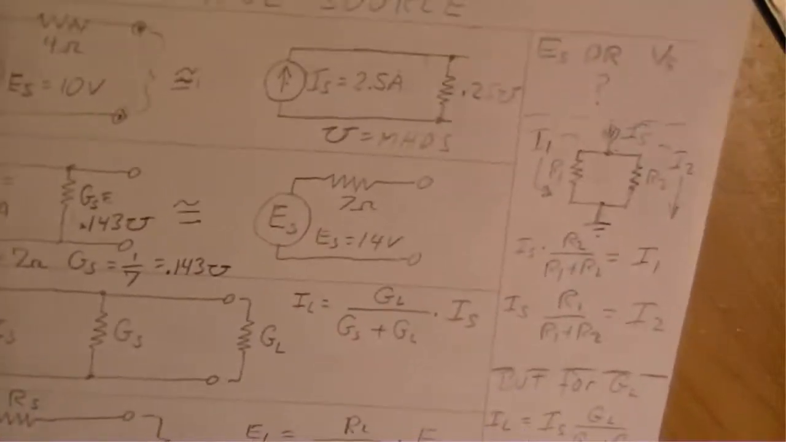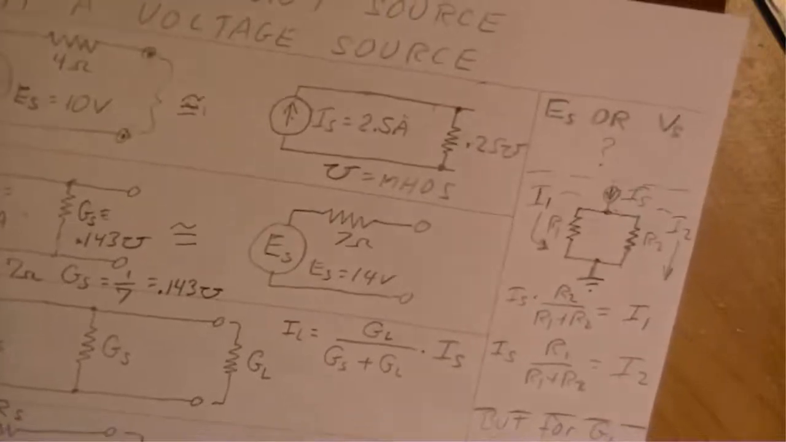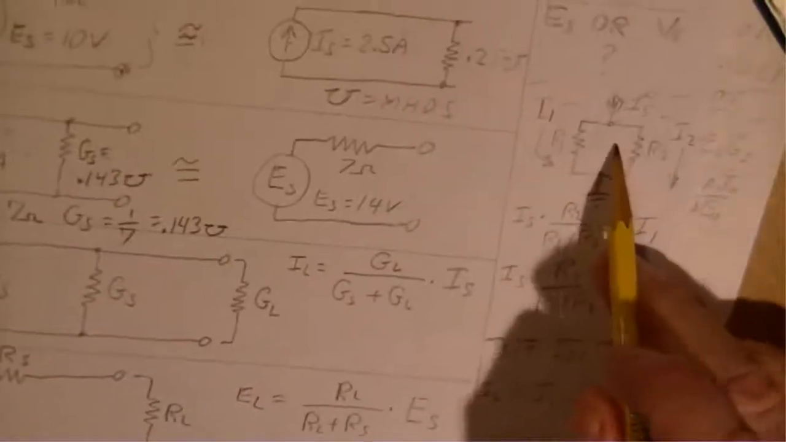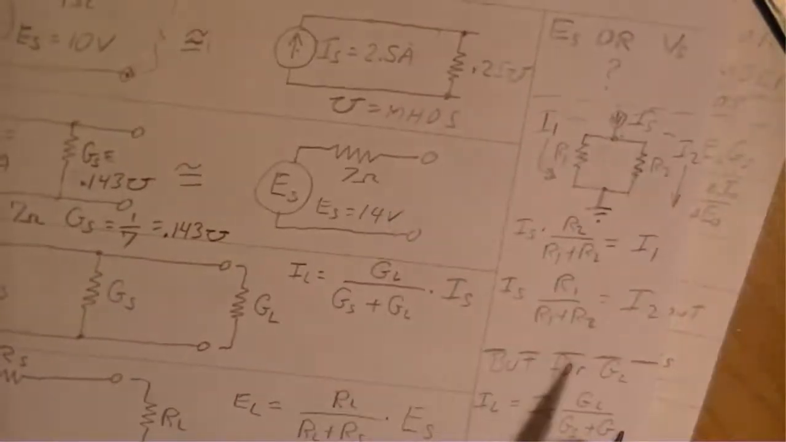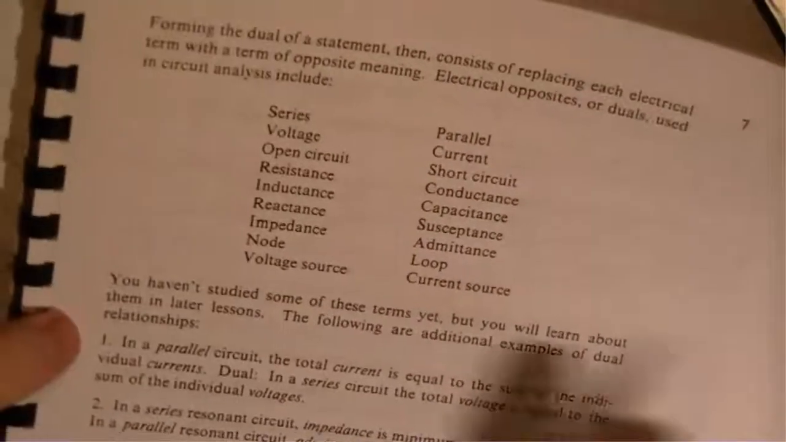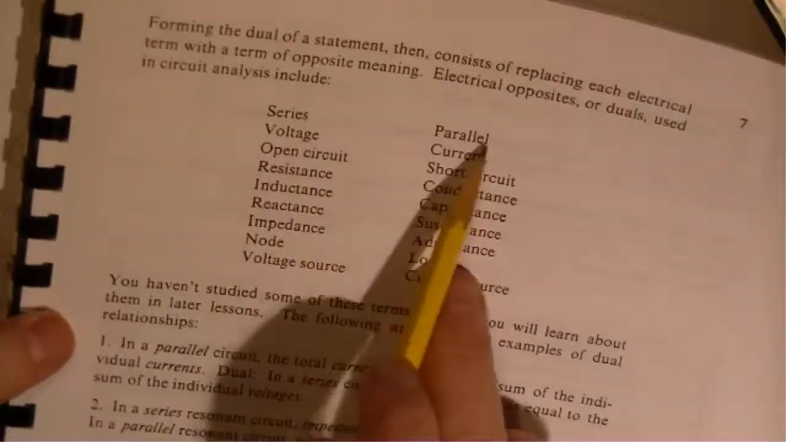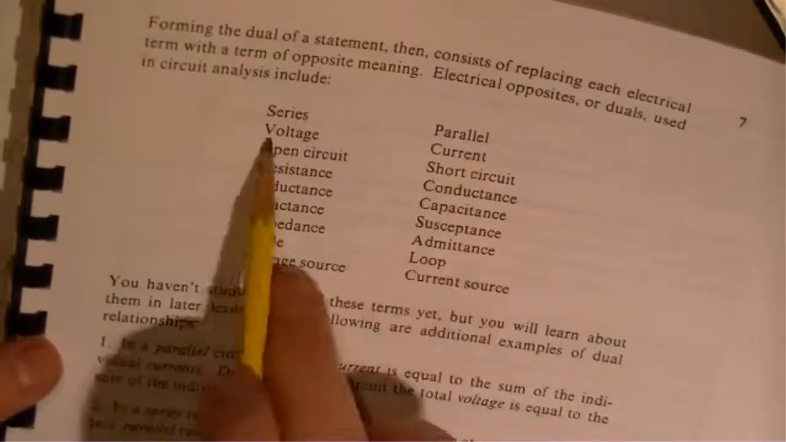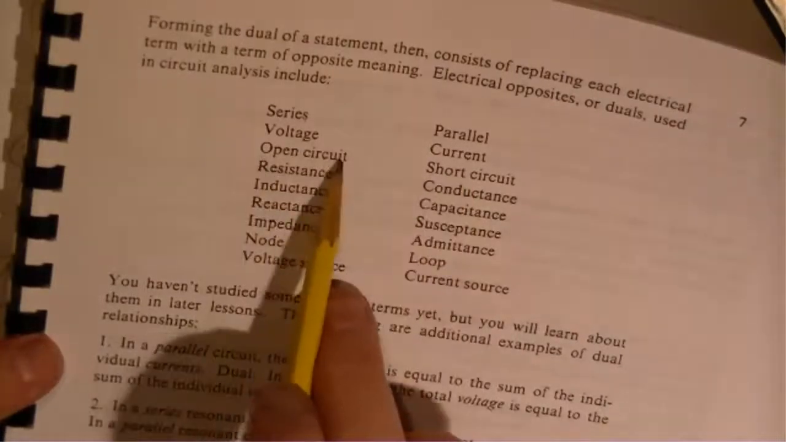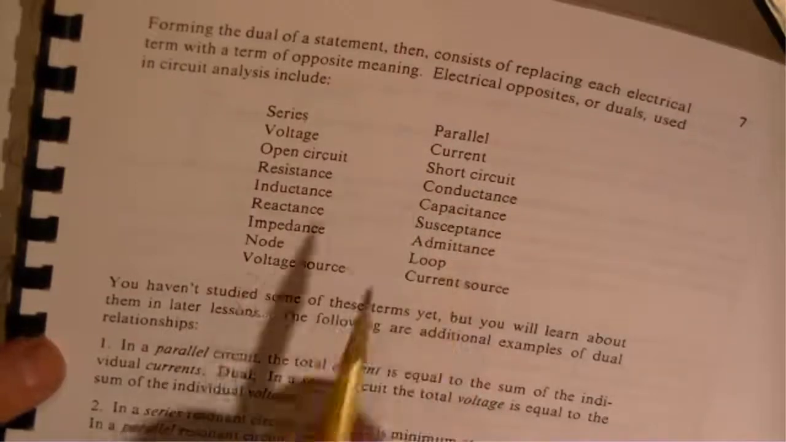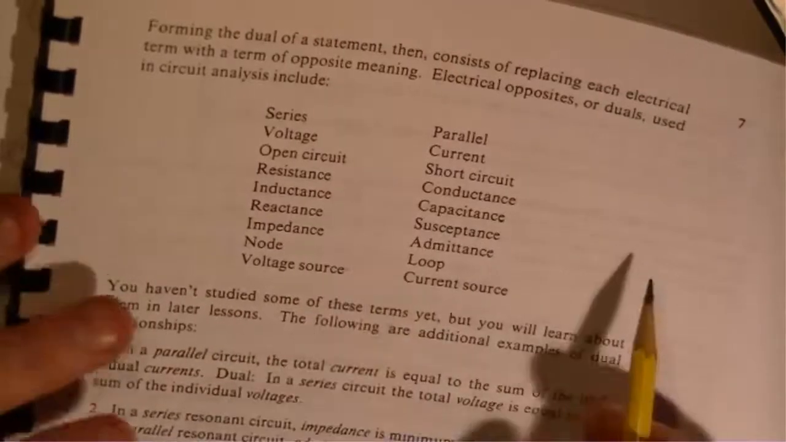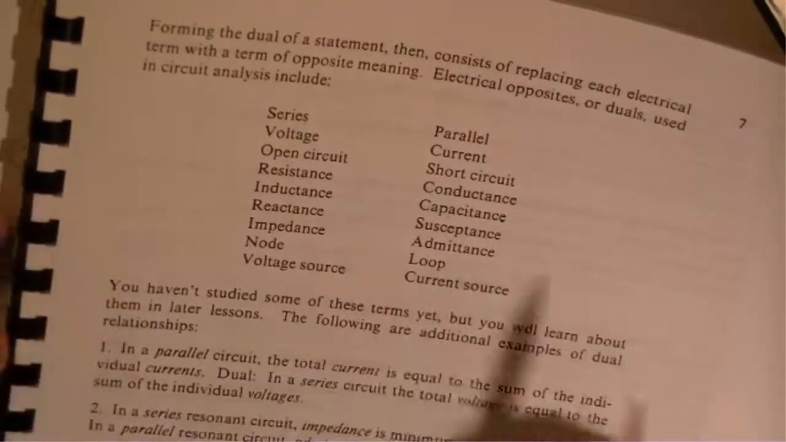Another thing: for every series circuit, there is a parallel circuit. That's called a duality. Here's a series circuit, a parallel circuit. That's a duality. The duality of voltage is current. The duality of an open circuit is a short circuit, and on and on. You have matter, antimatter, gravity and anti-gravity, black holes and white holes, and so forth, yin and yang.